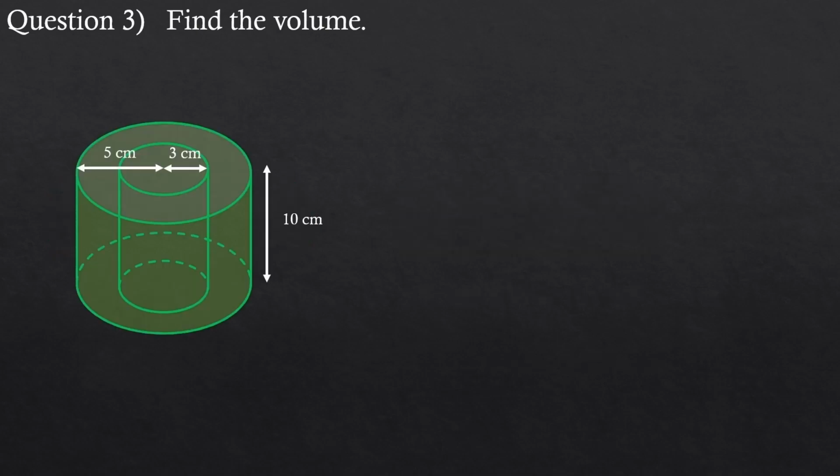Now this one is a bit challenging. We have a toilet paper here. It's a green toilet paper. So what I'm trying to say is the inside is empty. So there's no volume inside. Remember that, okay? You may pause the video and try to solve this question on your own.